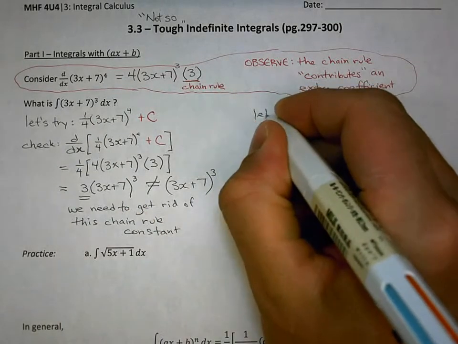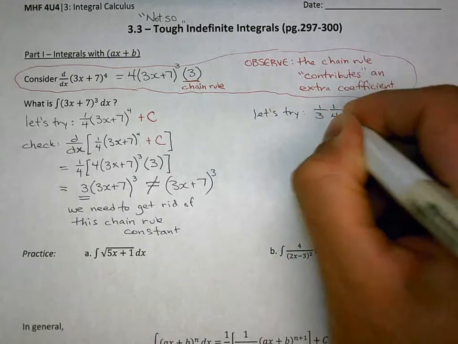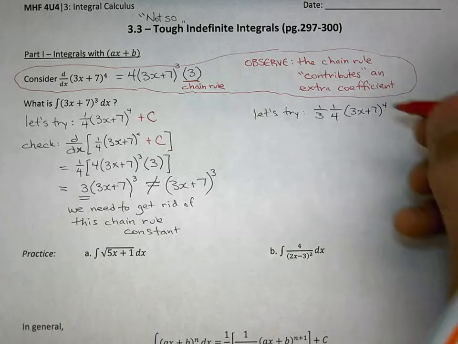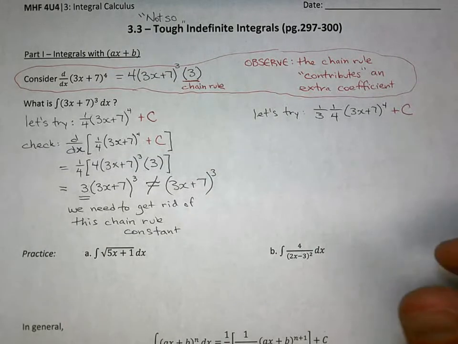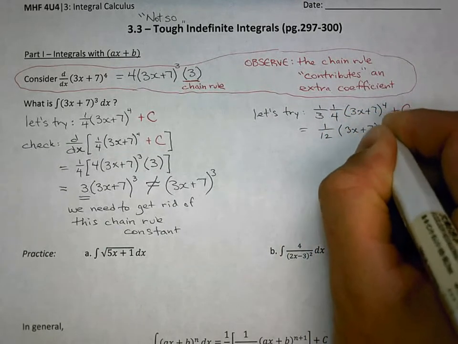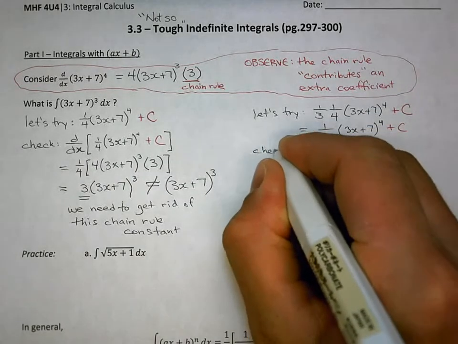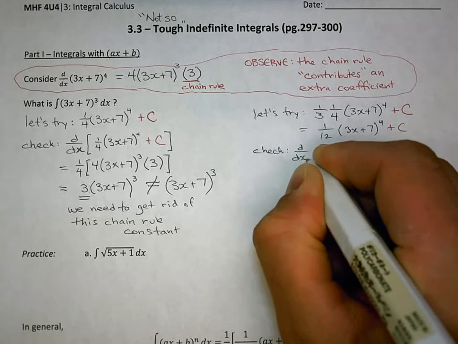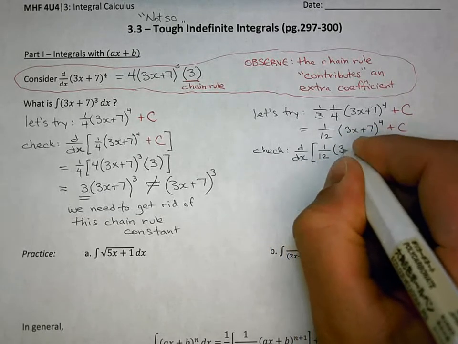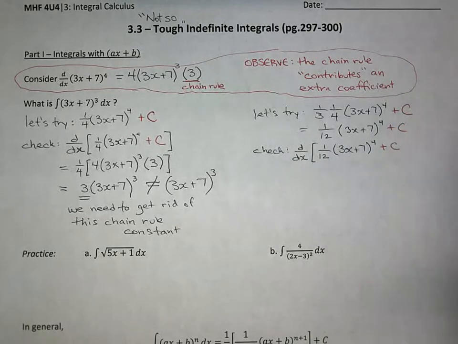So let's try 1/3 times 1/4, (3x plus 7) to the power of 4 plus c. Okay, so that gives me 1/12 (3x plus 7) to the power of 4 plus c.